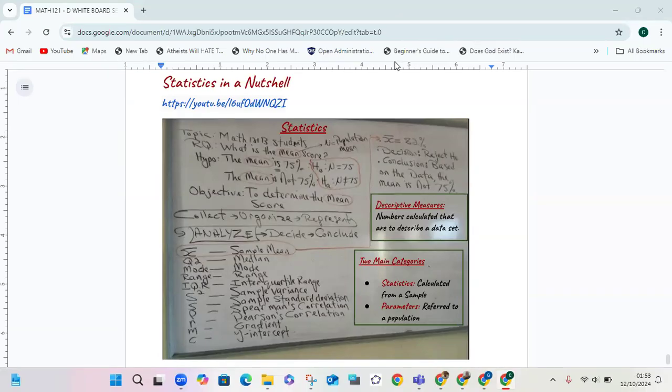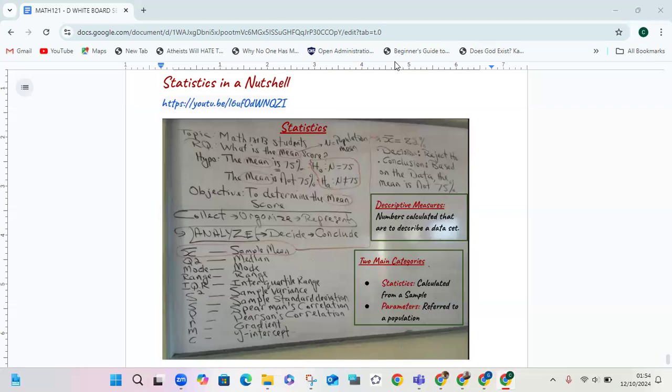Statistics in a nutshell. For there to be statistics, you must have a topic. There must be a topic. For example, Math 1-1B students. From that topic, there is a research question. What about the topic that you are interested in?